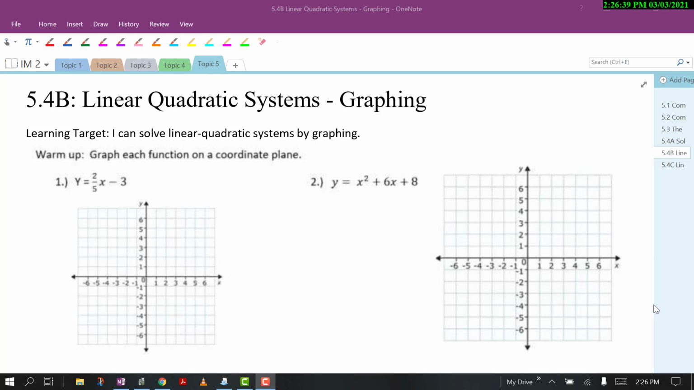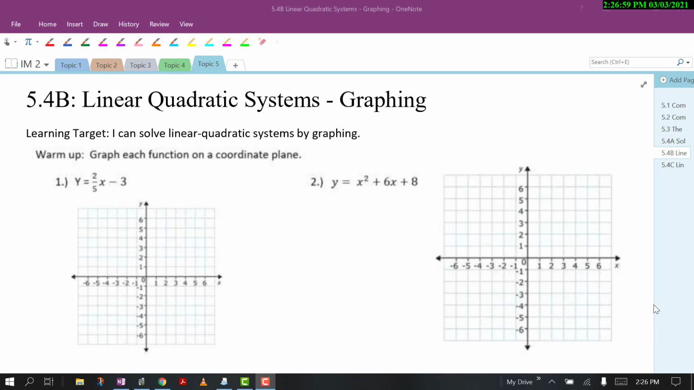We're going to talk about linear quadratic systems again, but this time we're going to solve them by graphing. The problem with solving by graphing is your graphs have to be completely accurate, and our lines will be. Our quadratics, maybe not so much. So we'll see what we do in a second. So first, let's do the warm-ups, just a review of some things.